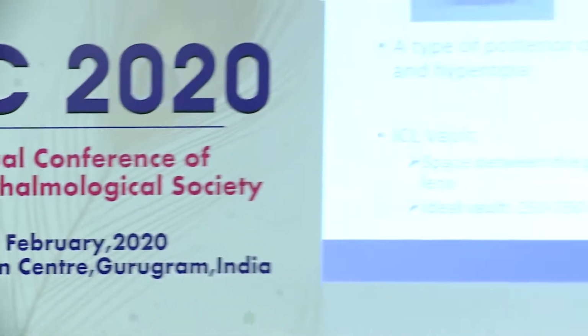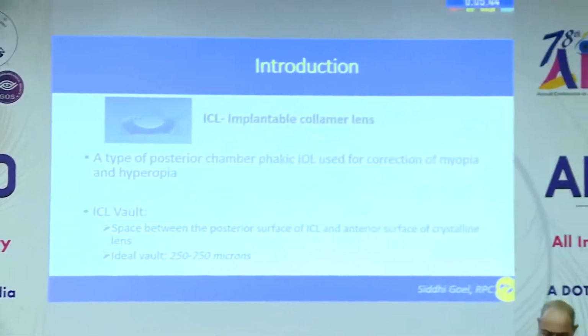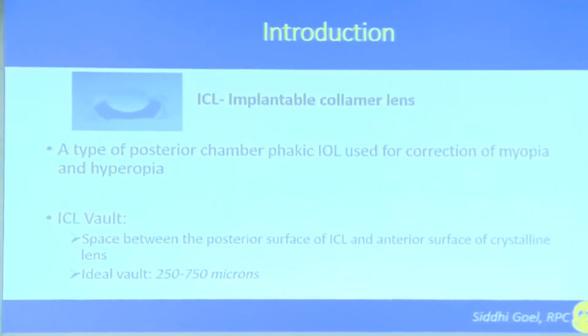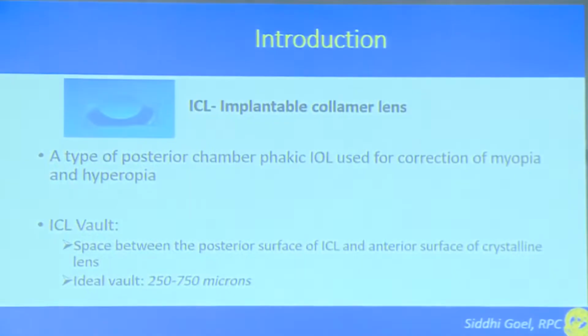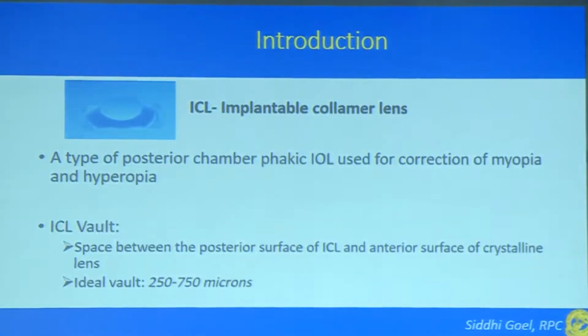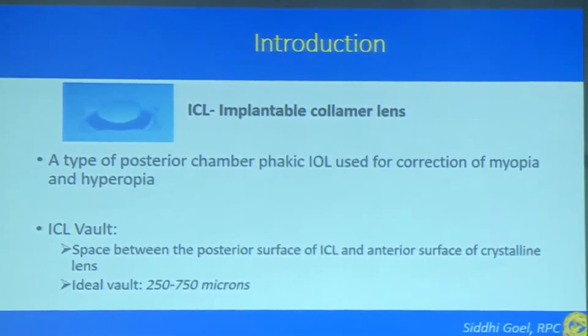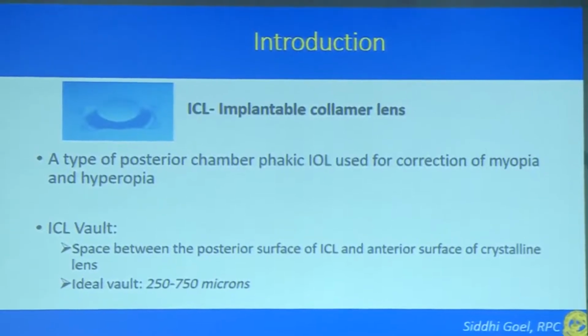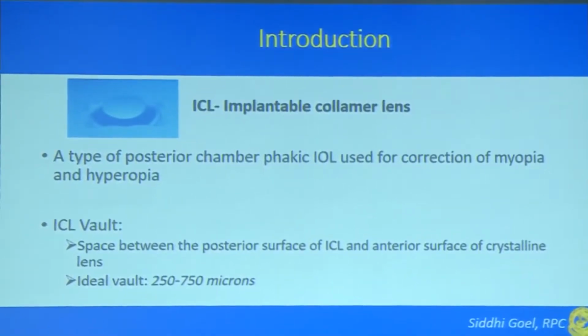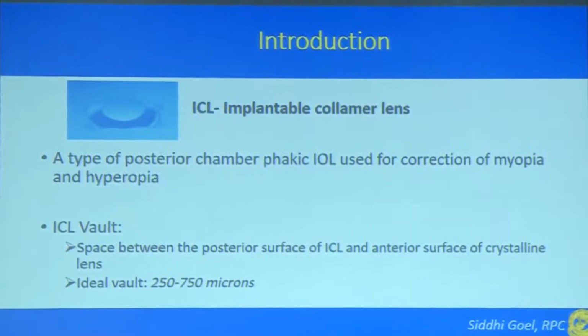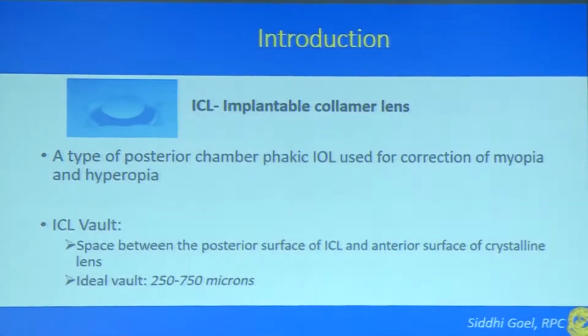So I'd like to introduce by discussing ICL, which is the implantable collamer lens. It's a type of posterior chamber phakic IOL, which is used for correction of myopia as well as hyperopia. I'd also like you to understand what the ICL vault is. It is the space between the posterior surface of the ICL and the anterior surface of the crystalline lens, and we target an ideal vault of 250 to 750 microns.